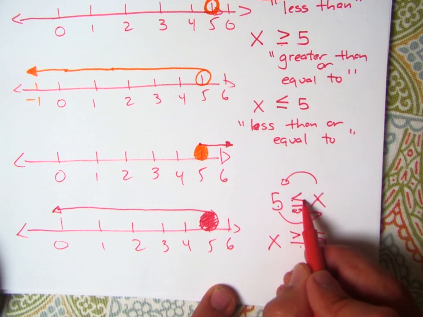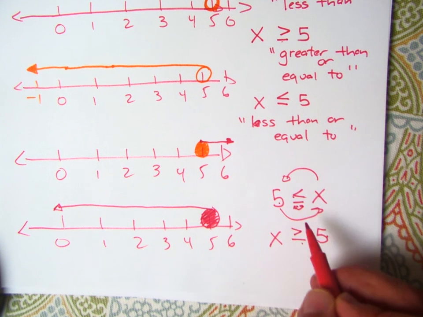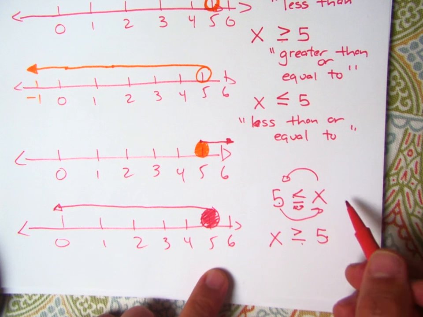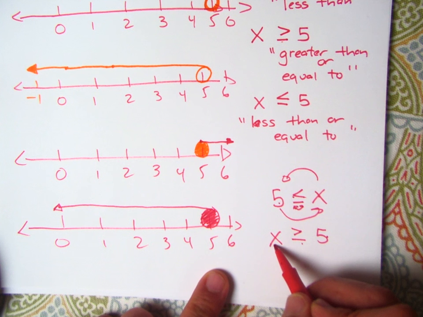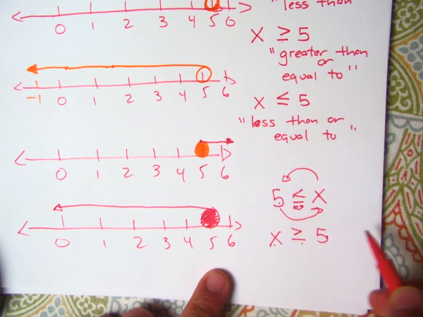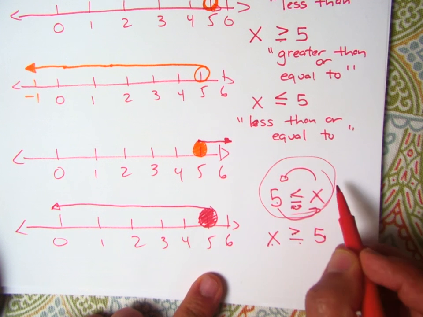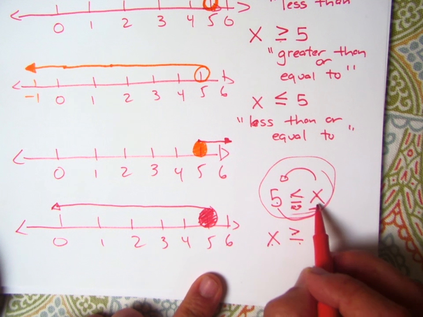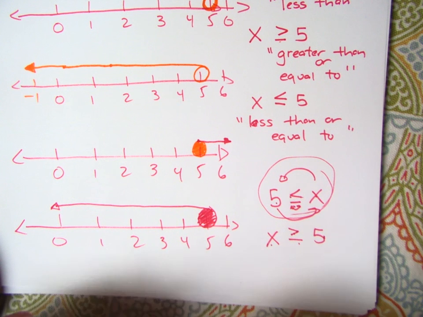5 is less than any number. Yeah, 5 is less than any number. So it's less than 6, it's less than 7, 8, 9. So this one says any number that is greater than 5. Yeah, 6, 7. So this always confused me. So what I did is I was told that I could always just switch them around. Okay? And that's basically it.